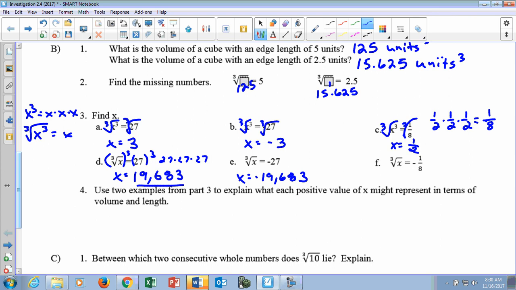And then for f, again, we're going to cube both sides. Well, when I cube negative 1/8, that's like saying this. And here's that little issue with a negative times it. Is this going to be a negative or a positive number? Negative, right? Because a negative times a negative times a negative is a negative. Two of them are positive, and then the positive times the negative is a negative.